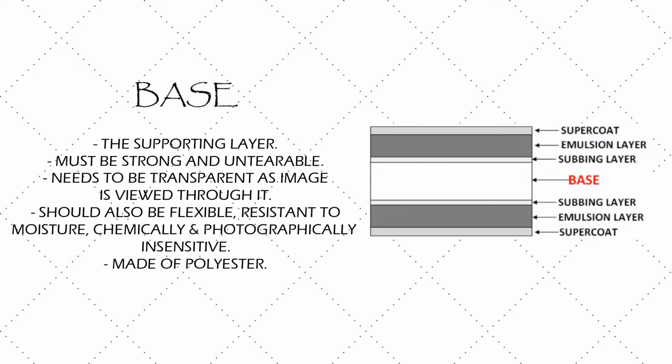The common material used to produce film bases is polyester, the same material used to produce certain clothes. This polyester is a synthetic fiber that is manufactured from polyethylene terephthalate and has a thickness of 0.18 mm.